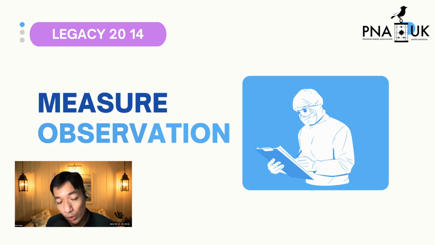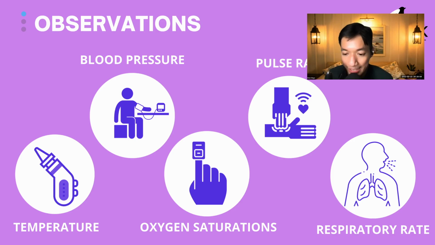So for the old OSCE, this one is easier. For you guys who are doing the old OSCE, these are the only things you have to perform: temperature, blood pressure, oxygen saturation, pulse rate, and respiratory rate. For temperature, make sure, guys, you check the ear for any signs of infection, hearing aid, inflammation, and infection before putting the probe in.